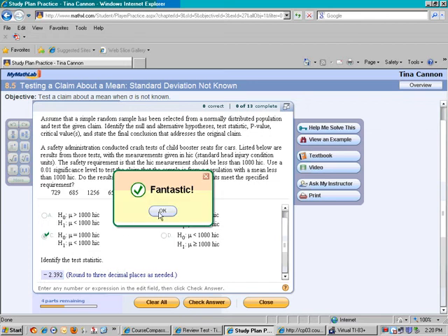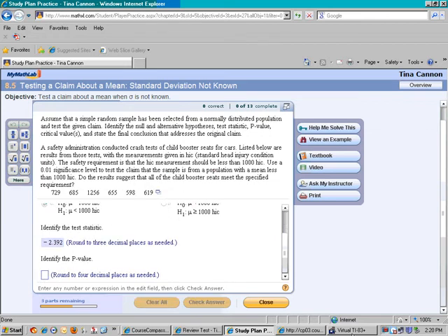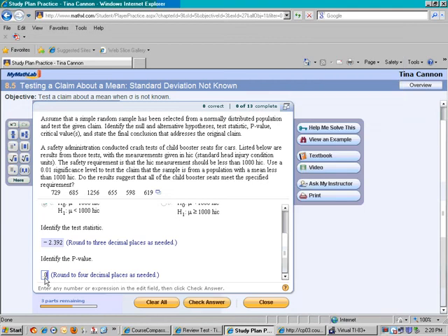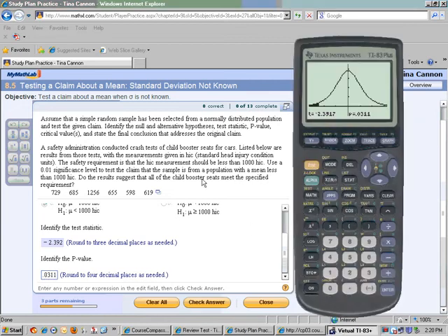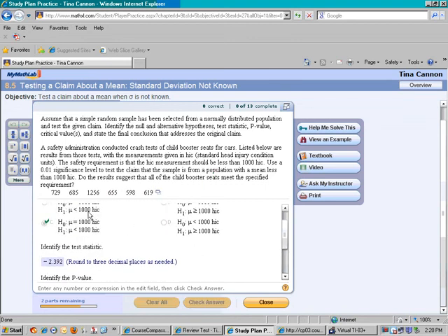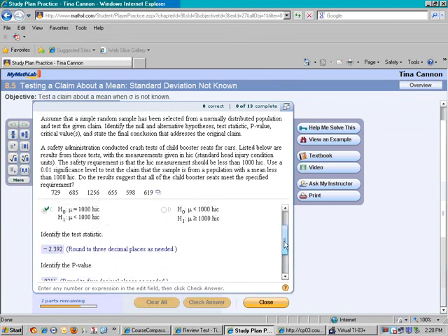And notice that's correct. Next, it asks us for our p-value, and we can see that the p-value is listed on our graph. We have 0.0311. That's the area under the curve. Notice this shading is to the left because if you look at our alternative statement, it said less than, so that's what I have.